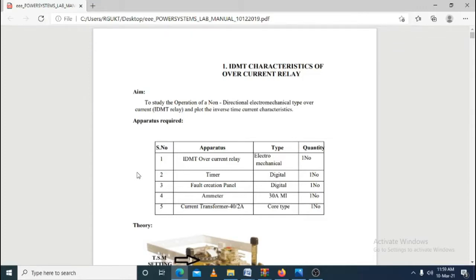Electrical Engineering Power System Lab. The aim is to study the operation of a non-directional electromechanical type overcurrent relay, an inverse definite minimum time relay, and plot the inverse time characteristics. Inverse time characteristics means the larger the current, the less time it takes to operate the relay.